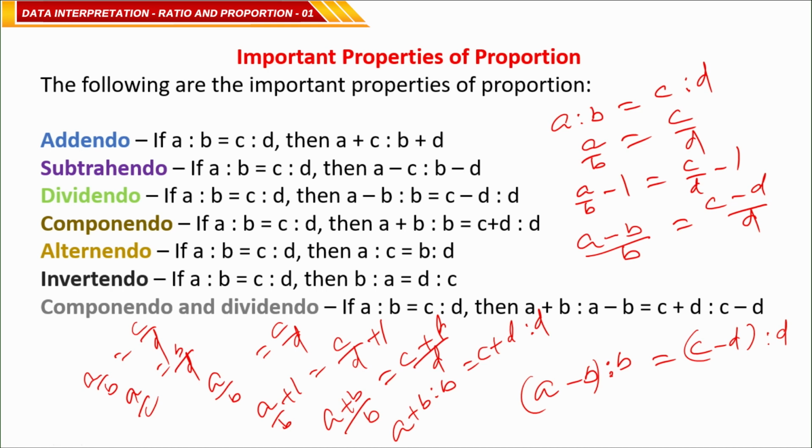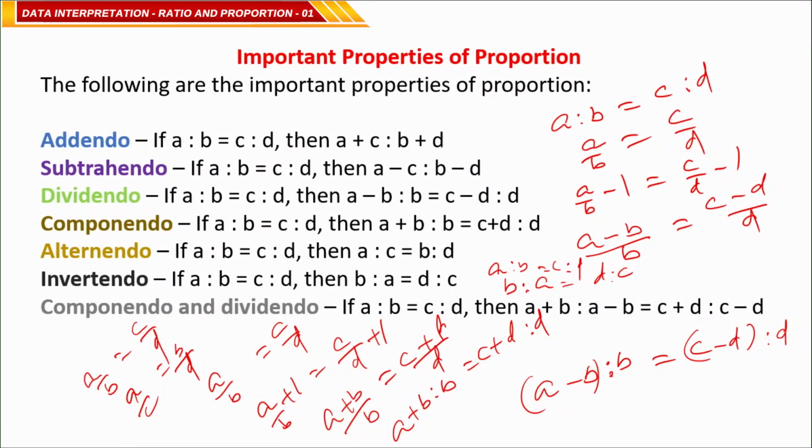Invertendo means you are taking the reciprocal. If A is to B is equal to C is to D, then inverse, B is to A is equal to D is to C. The last one is a combination of componendo and dividendo: A plus B by A minus B is equal to C plus D by C minus D, meaning A plus B is to A minus B, C plus D is to C minus D. These are the different properties of proportion, and you have to remember them.